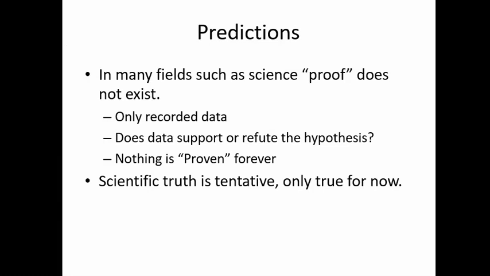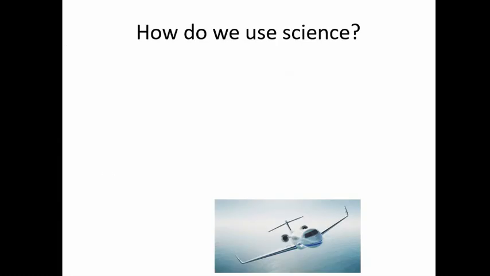Nothing in science is proven forever and ever. All we have is tentative proof. The scientific truth can change if a new experiment shows that it needs to be modified. Tentative, meaning that things are only true for now. So how do we use science then?